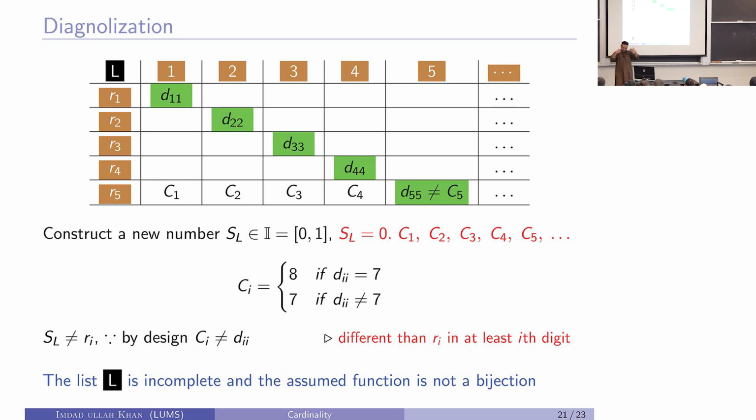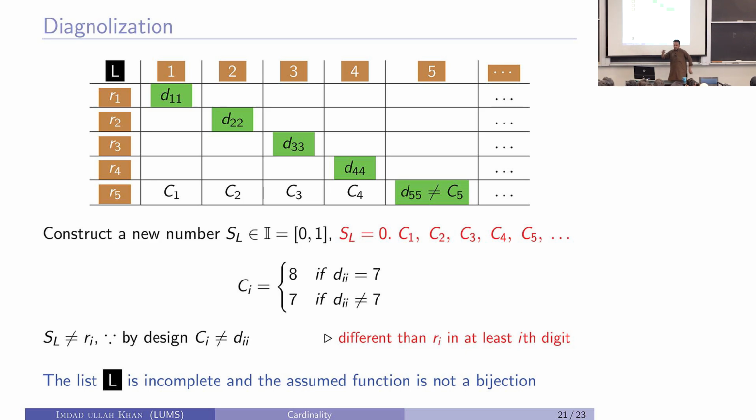Now, let us say somebody says this number is already there in the list. So, where is it in the list? In the ith row? Well, I just said it cannot be equal to the number at the ith row. This number is different from Ri, which means this number is not there in any row. It cannot be in the ith row, cannot be in the i plus first row, cannot be in the i plus 17th row. Okay? So, the list is incomplete.